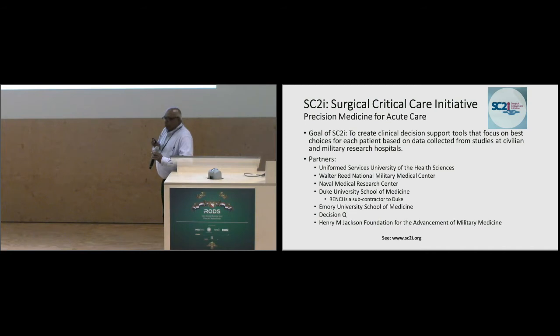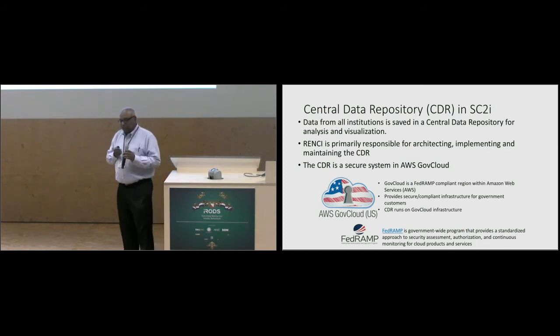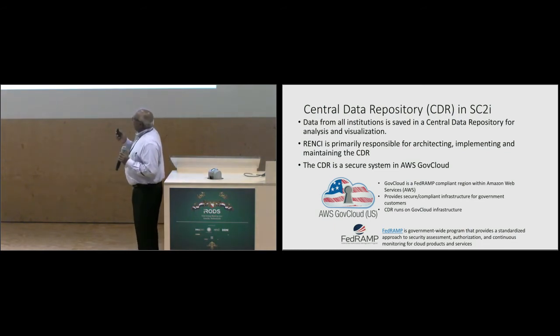So there's a bunch of military hospitals that are providing this data, and there's also a bunch of civilian emergency rooms that are providing this data. It's a large variety of data. It needs to live in the cloud. So the U.S. government has something called the GovCloud, which is really a zone in Amazon Web Services that has special security provisioning. And so there's a central data repository that holds all of the data, and we are developing the central data repository for this project.